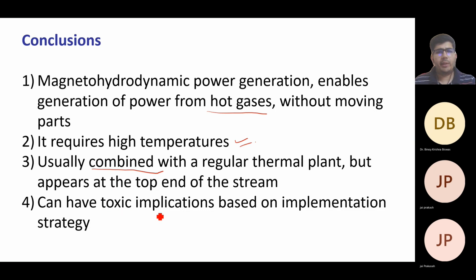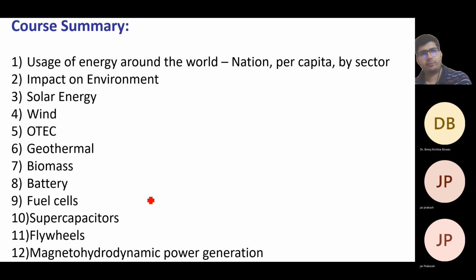It can have toxic implications based on implementation strategy. So if you want to implement, you have to consider all aspects, because due to the gases and plasma, there can be toxic implications. Okay. This is about the magneto-hydrodynamic power generation.